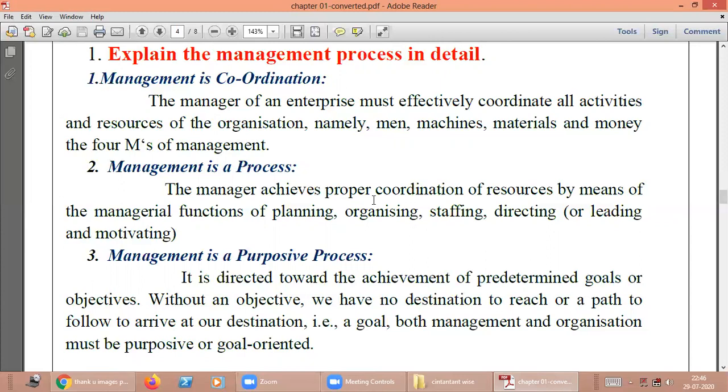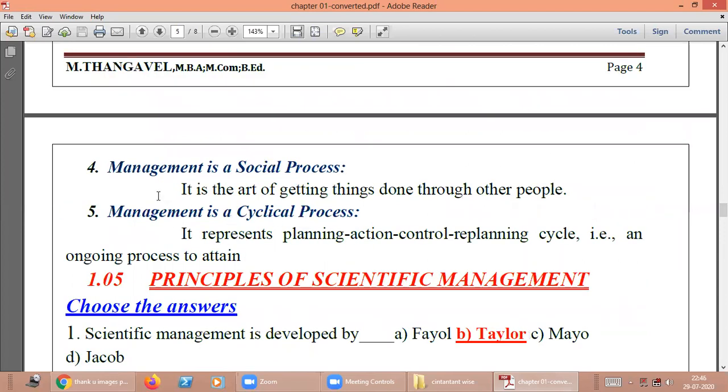Next, management is a purposive process, which means it is directed towards the achievement of a goal or objectives. Without an objective, we have no direction to reach our destination. The goal of both the management and the organization must be purposive or goal oriented. Every management has to fix their goal in an objective. It may be a short term goal or long term goal. The goal should be fixed by every person. Next, management is a social process.